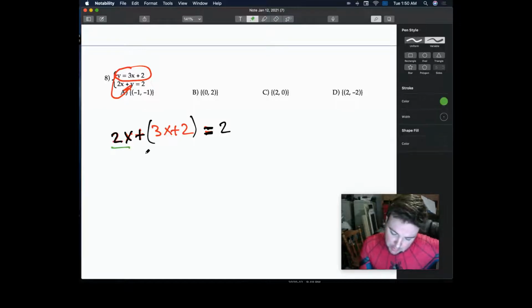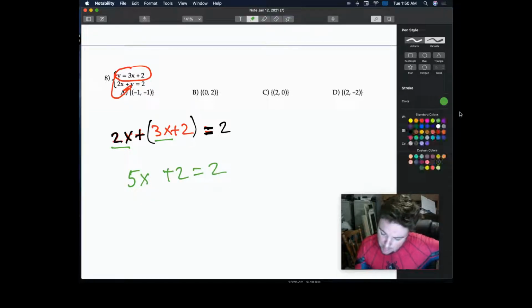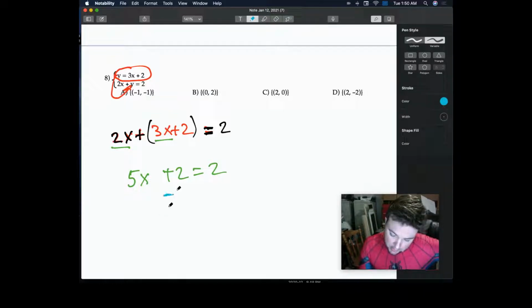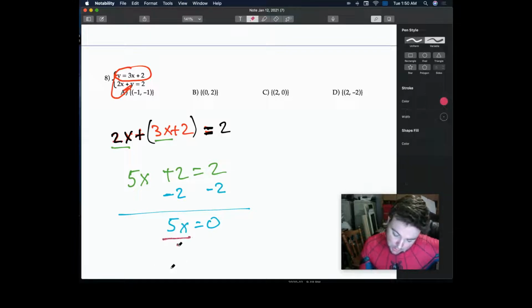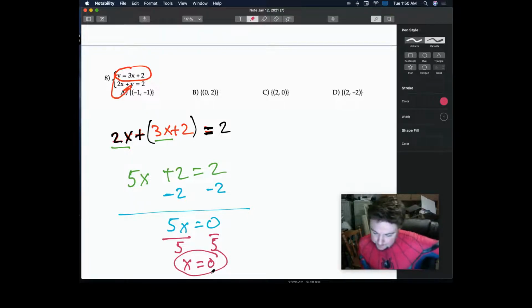So we have a 2x and a 3x. Put those together, you get a 5x. So we have 5x plus 2 equals 2. I'm going to put like terms together again, but they're on opposite sides, so I have to subtract 2. This gives me 5x equals 0. Then to finish off, we divide through by 5. Don't panic. x is just 0.